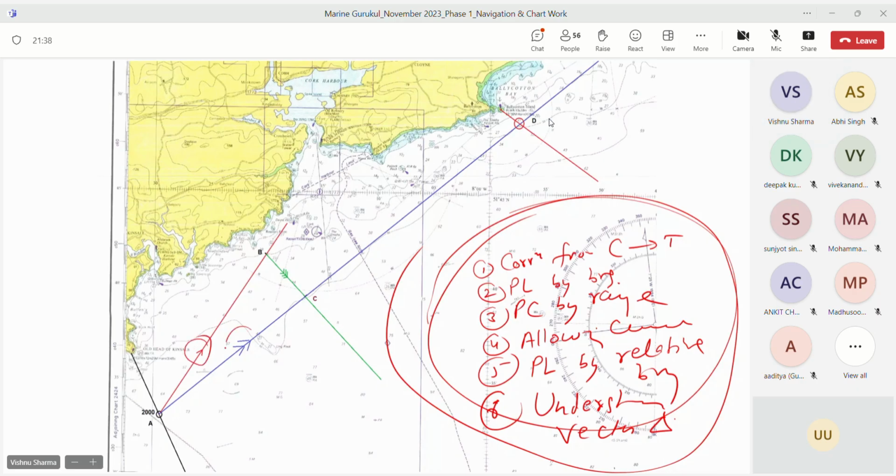1 arrow, 2 arrows, 3 arrows. Is that clear, beta?